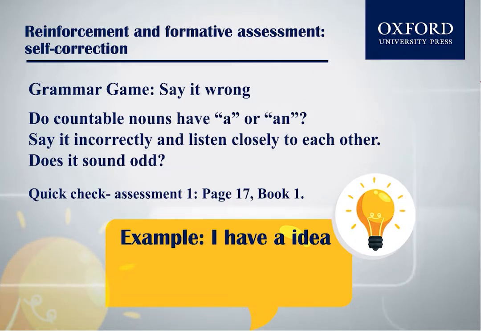So for example, do countable nouns have a or an? You could say a sentence wrong and have them corrected for you. Say it incorrectly is the name of the game, and then listen closely to each other. Or they could trick each other by either saying it correct or saying it incorrectly and having their partner, the person who sits next to them, guess whether it's correct or incorrect.